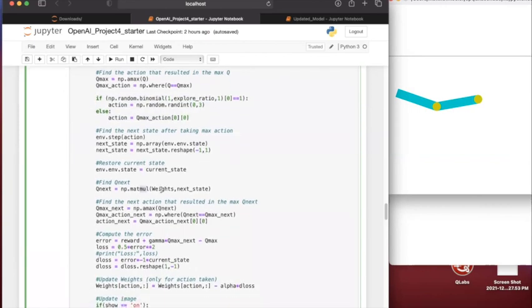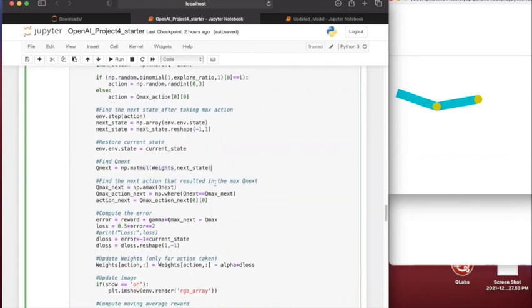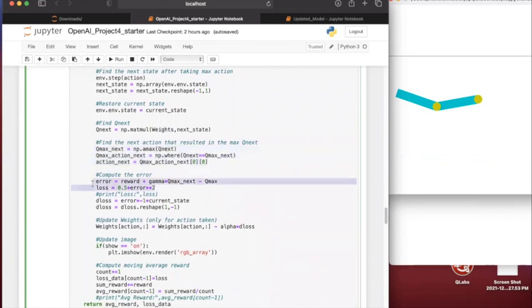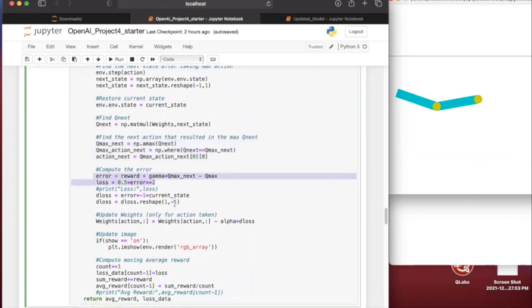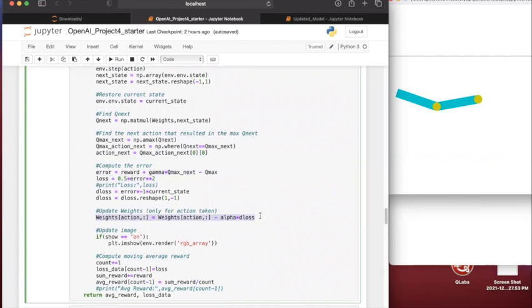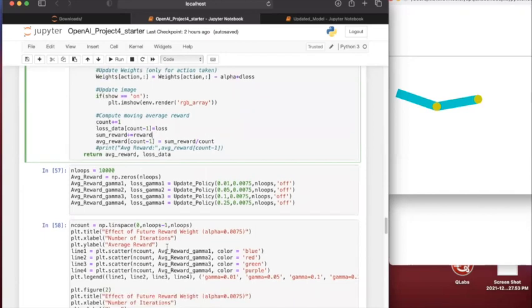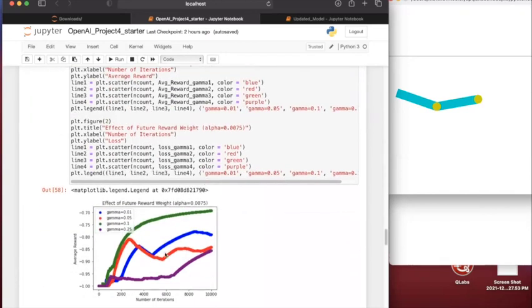Here I envision my next state doing a similar method as before, and I see the action that led to that next state. And then I actually do my loss function here, and then perform stochastic gradient descent, updating those weights based on the derivative of that loss function. I'm also taking a moving average reward so I can actually see what's going on here. Now, there are a lot of parameters that affect the behavior of this. As you can see, changing parameters very much changes this surface of convergence.